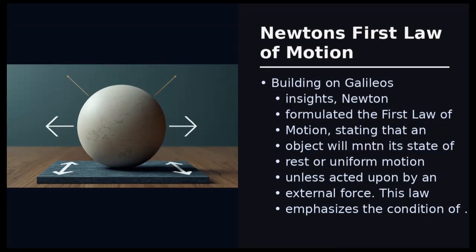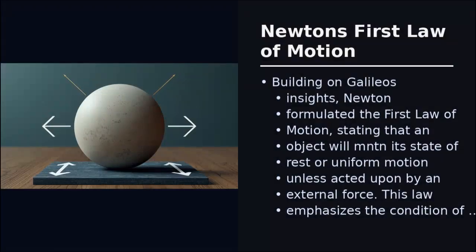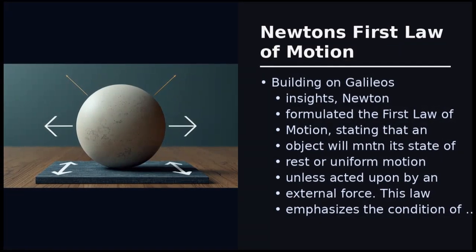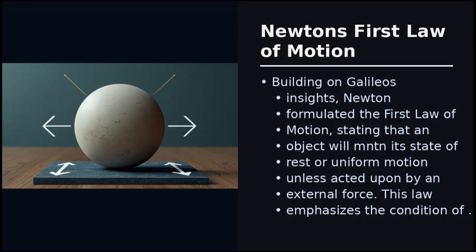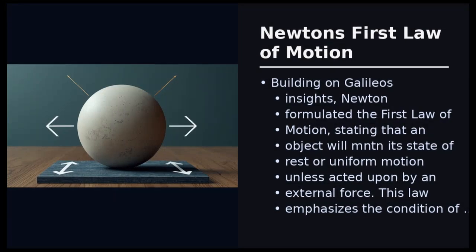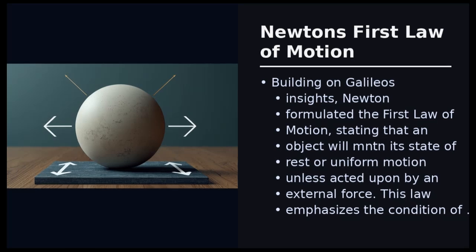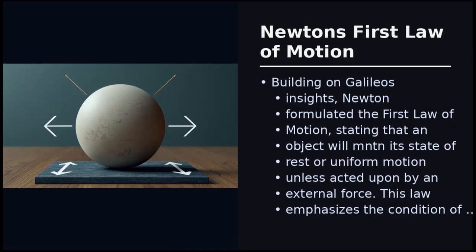Newton's first law of motion building on Galileo's insights. Newton formulated the first law of motion, stating that an object will maintain its state of rest or uniform motion unless acted upon by an external force. This law emphasizes the condition of zero net external force for constant velocity.